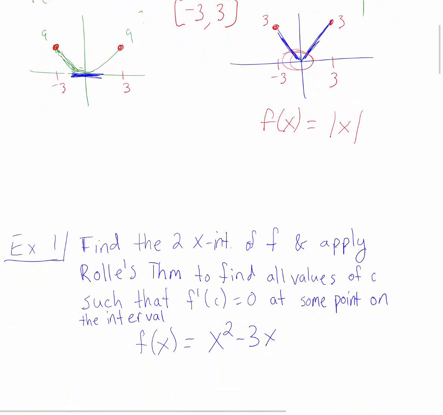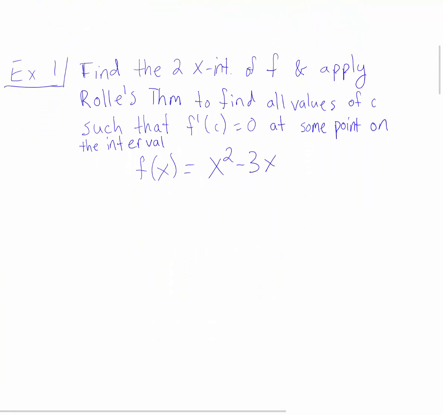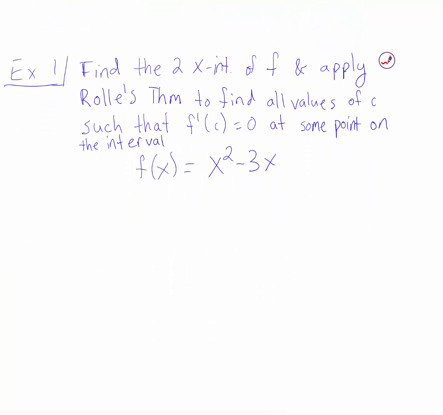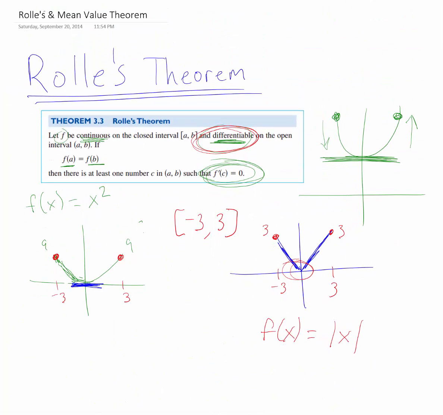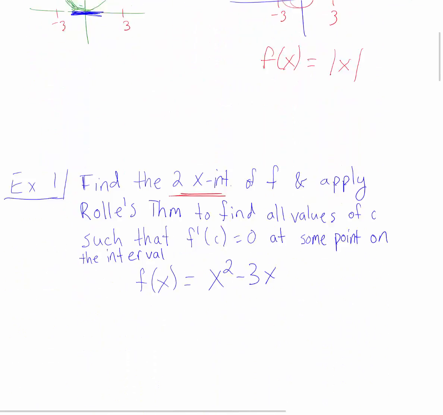So we're going to run through two quick examples for Rolle's theorem. The first one says find the two x-intercepts of f and apply Rolle's theorem to find all values of c such that f prime of c equals 0 at some point on the interval. Now this is a common question because if there are two x-intercepts, the x-intercept is where the y value equals 0. So those are 2 points where f of a equals 0, so f of a equals f of b at those intercepts.